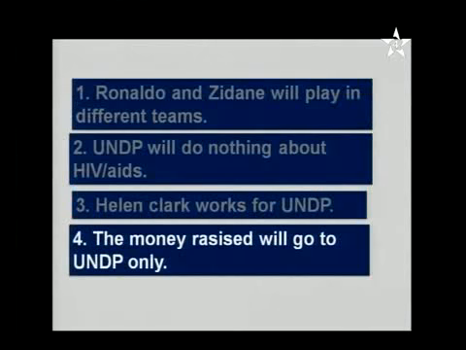Now, number 4. The money raised will go to UNDP only. Is this true or false? The money which we will collect from the match will go only to UNDP. Is this true or false? Now, please just go to the part of the text where we can find the answer to this question.